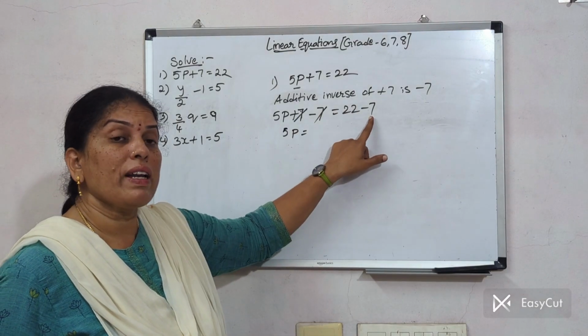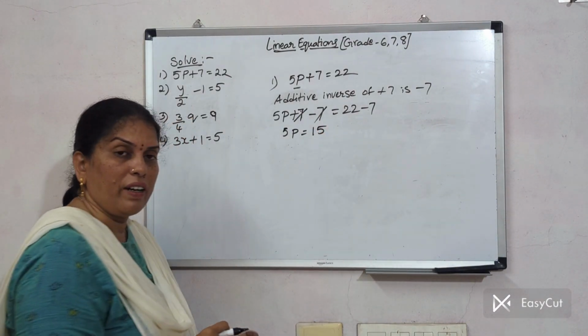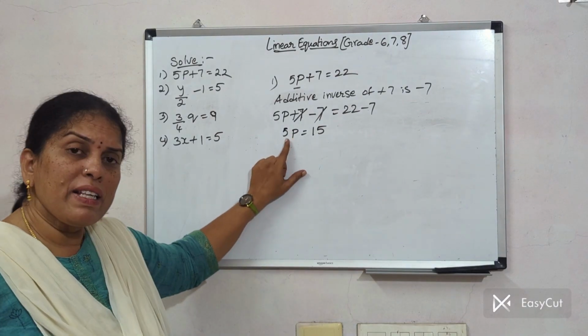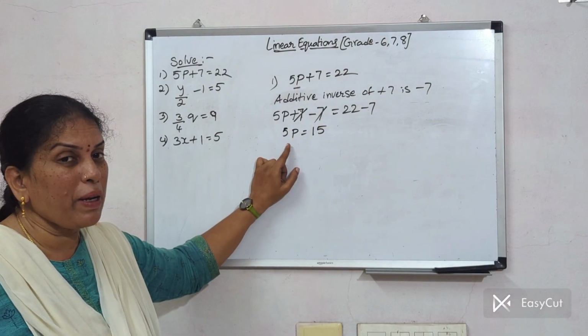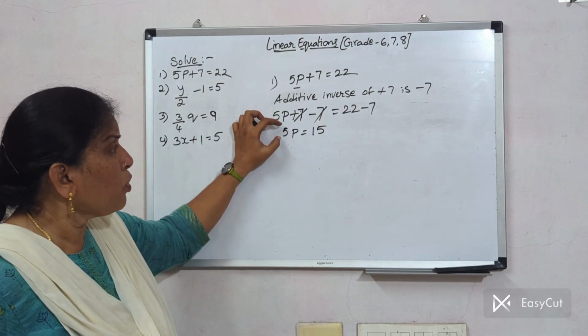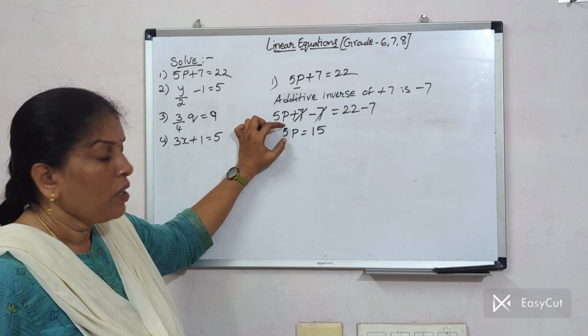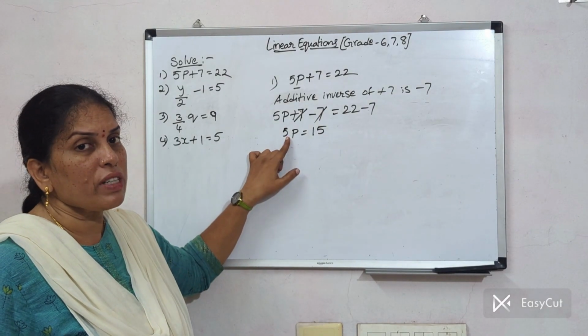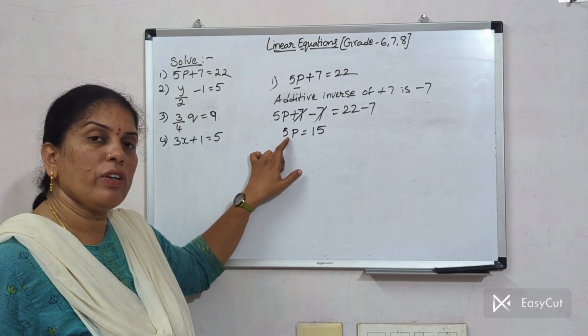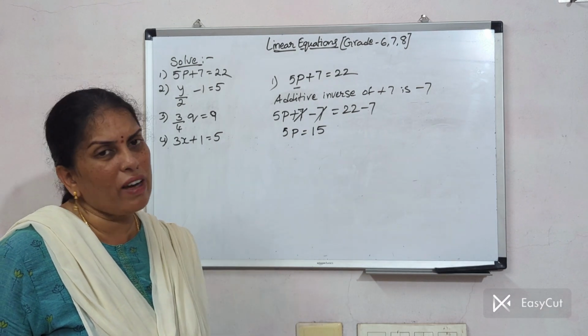Say, 22 minus 7 is how much? 15. Okay. Now, 5p means 5 times p. Here multiplication is there. So, to remove this 5, I want p value, no? That's why I want to remove this 5. What is the multiplicative inverse of 5? Multiplicative inverse of 5 is 1 by 5. So, I am multiplying both sides by 1 by 5.